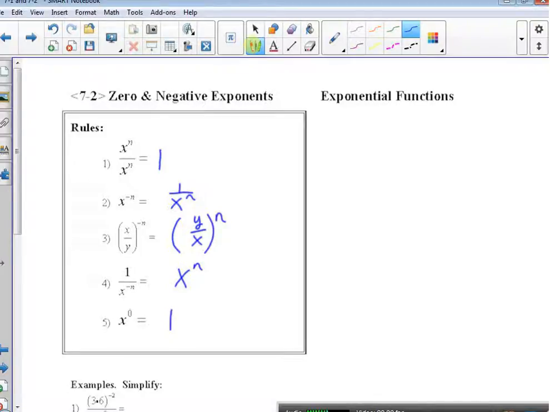Okay, so on the x to the negative n. So an example for that.